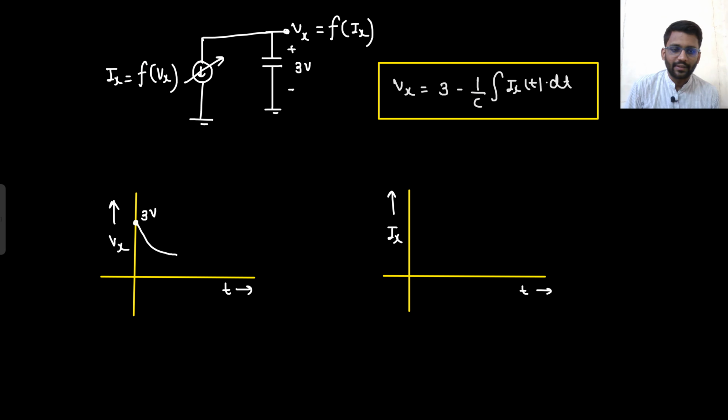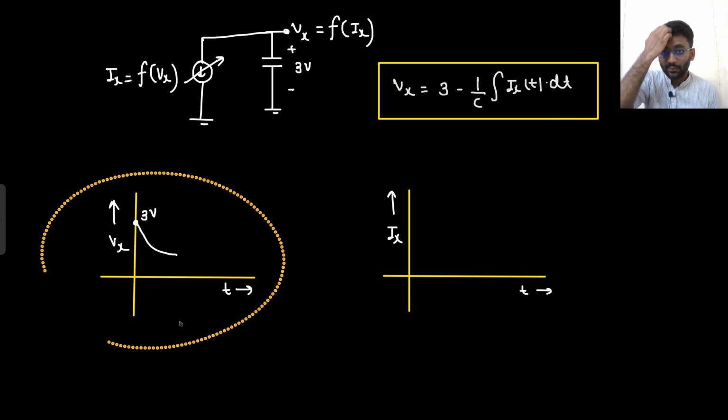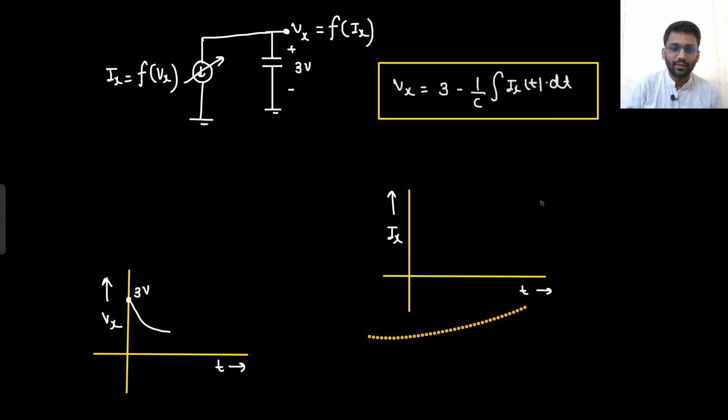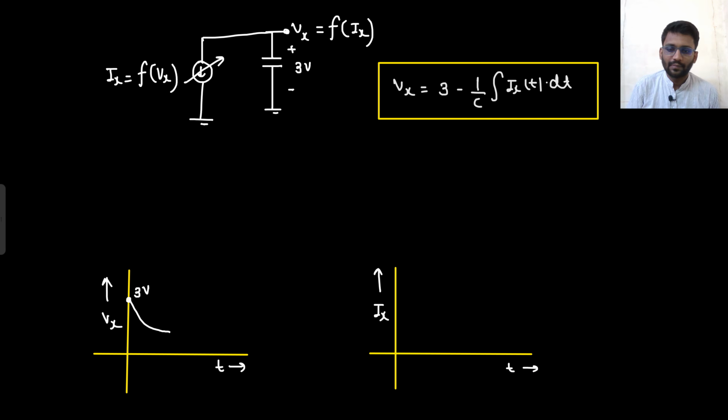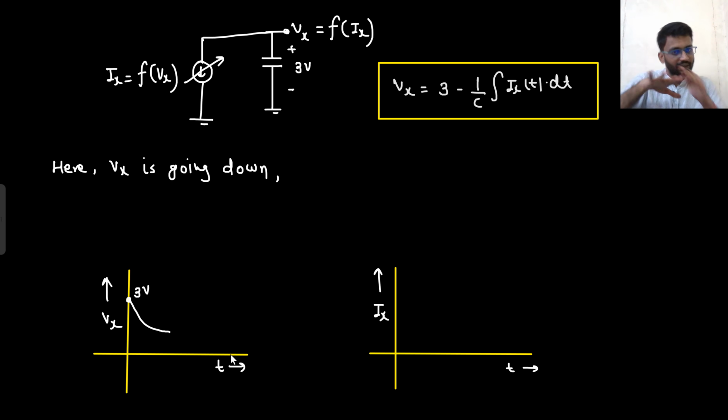One thing I can tell here is that I will draw this waveform a bit downward. Here your Vx is going down. And why did I not make it linear? Because Ix is not a constant; it depends on Vx, so I can't make it linear. That's why I had to make it something like this. This is not exponential. It is some waveform that you don't know, but it will certainly not be linear. That's for sure. Here Vx is going down.